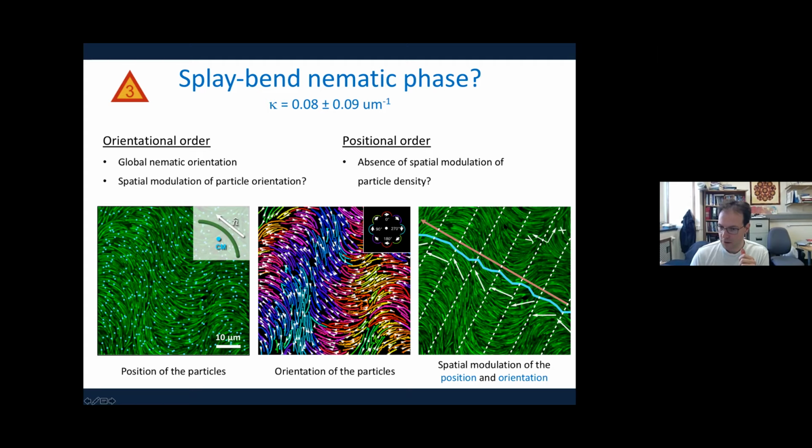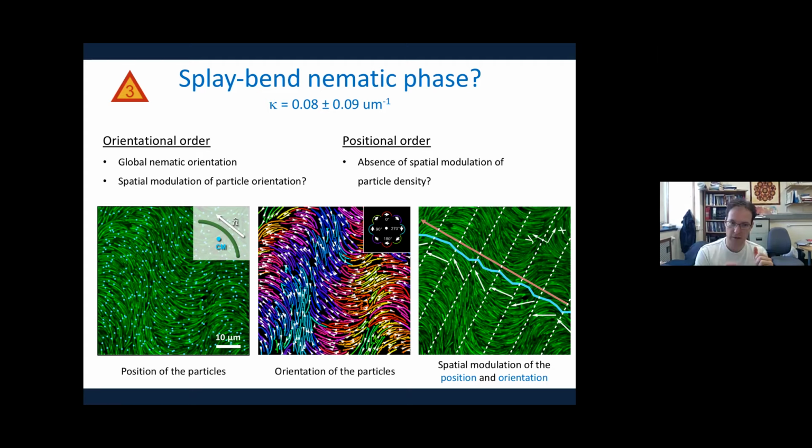And per bin now, we can measure both the local direction of the orientations of the particles, and we can measure the density. This solid wiggly line here is the density profile, and these white arrows are the orientations per bin. So we can really now look at the spatial modulation of the director field along the y-axis, and we can look at the density modulation along the same axis. This is important to be able to distinguish and quantify whether we have a splay-bend nematic phase.